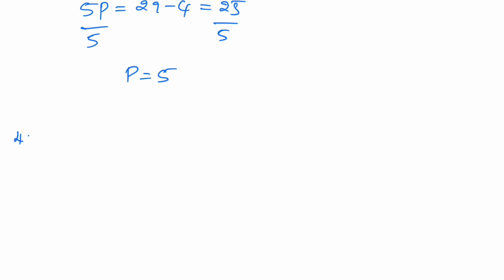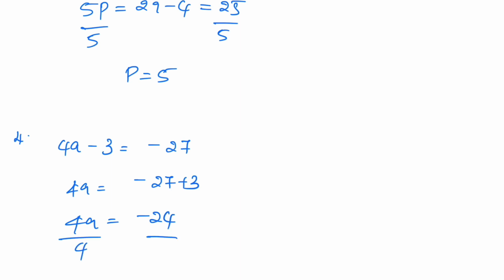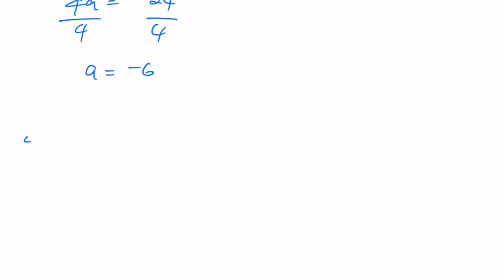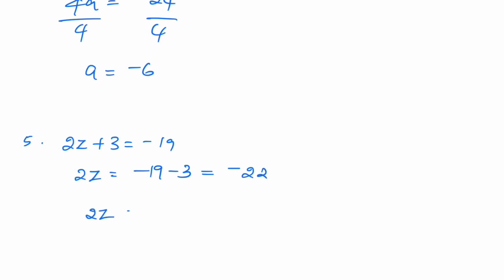Fourth one, 4a minus 3 is equal to minus 27. 4a is equal to minus 27 plus 3. 4a is equal to minus 24. Divide by 4, a is equal to minus 6. Fifth one, 2z plus 3 is equal to minus 19. 2z is equal to minus 19 minus 3, that is equal to minus 22. Divide by 2, z is equal to minus 11.